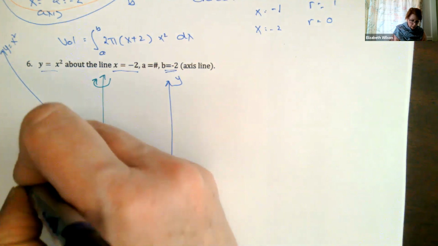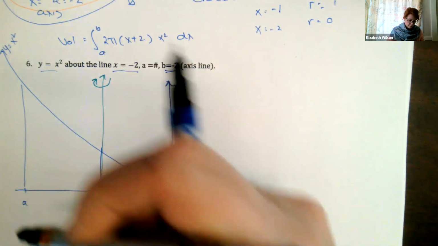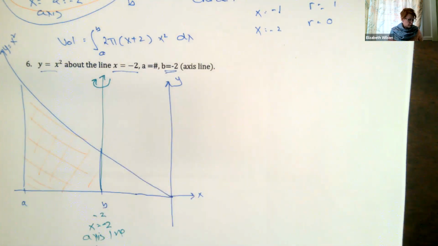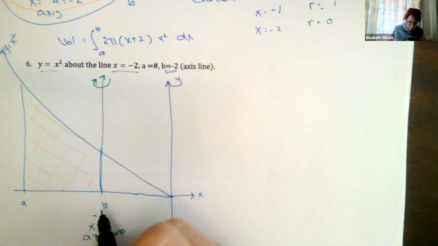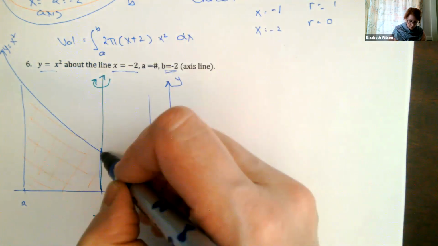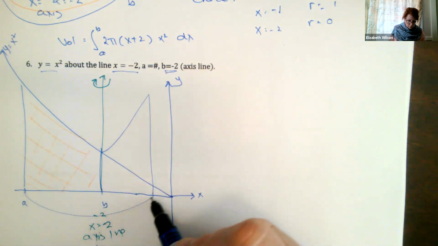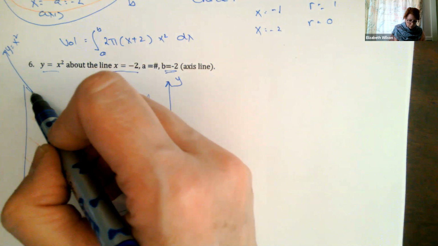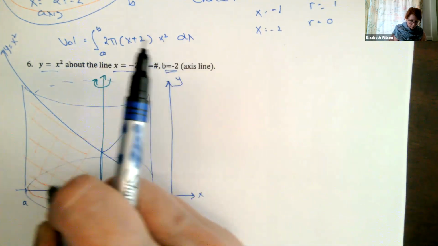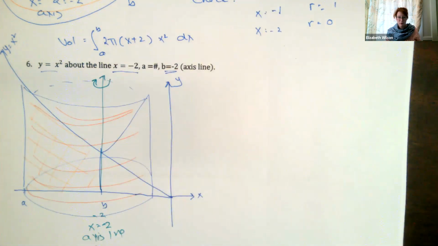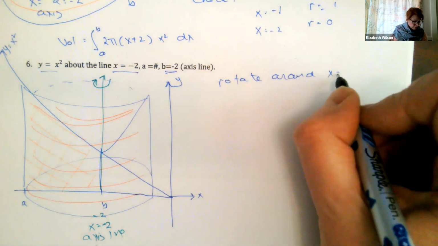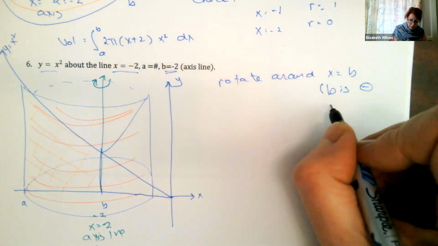So I'm looking at taking this piece and spinning it around x equals b. So it's going to go around this. We're basically creating this shape here. Like I said, my drawings aren't glorious, but we're going to rotate around x equals b. b is negative, a is negative.